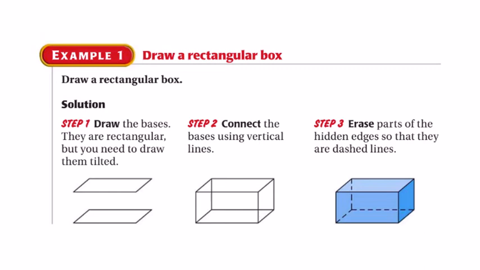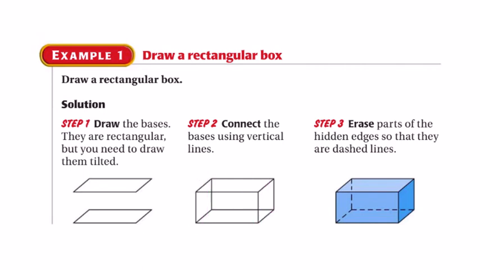So, example 1, drawing a rectangular box. Step 1, we need to draw the rectangular bases, but in order for it to appear 3D, we want to draw them looking more like parallelograms instead of with the right angle. So we're going to draw them tilted. Alright, so I have the two bases there, the top base and the bottom base, and then I'm going to connect all of them using 4 vertical lines.